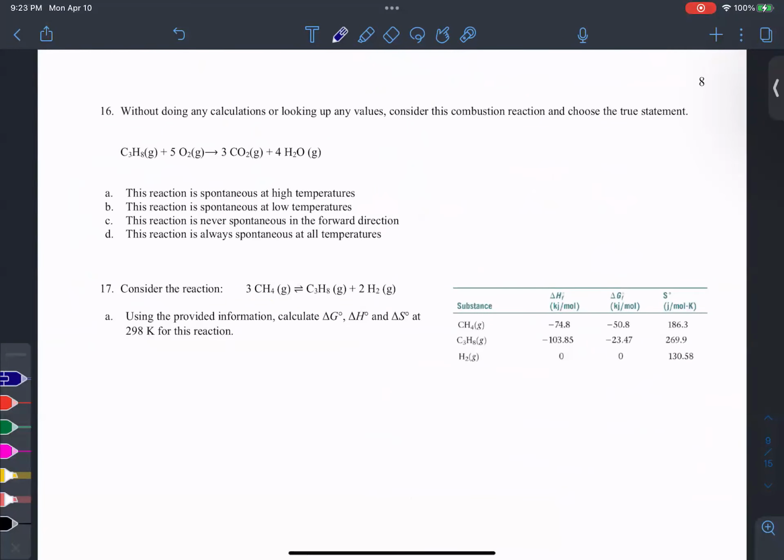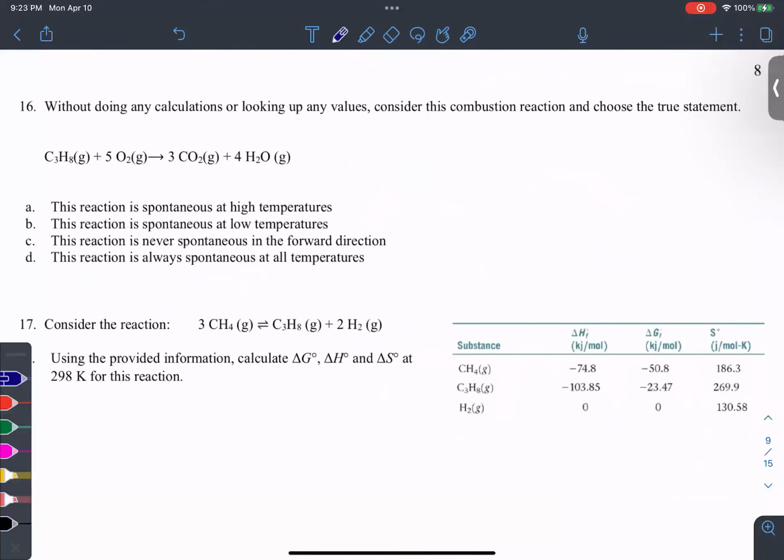Ooh, I like this question. I asked this on my 1250 exam and it did not do very well. Without doing any calculations or looking anything up, consider this combustion reaction and choose the true statement. This reaction is spontaneous at high temperatures, low temperatures, it's never spontaneous, or it's always spontaneous.